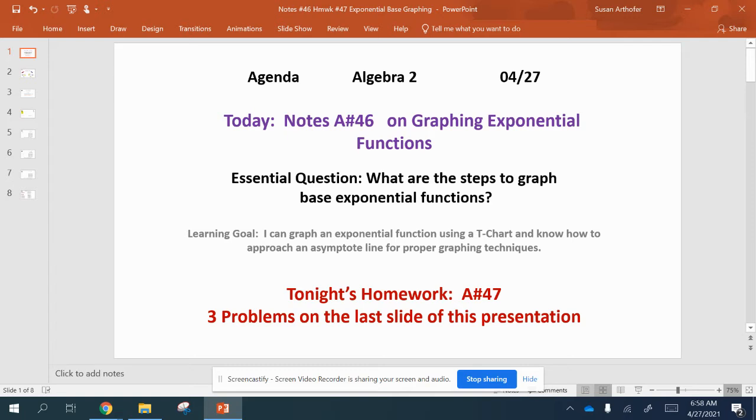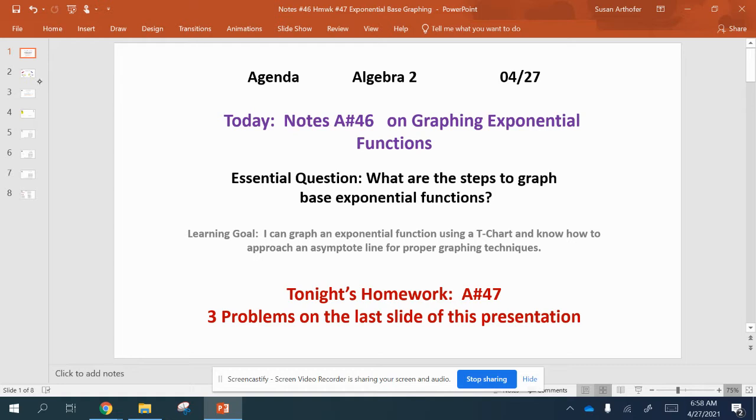We're going to do notes 46 on graphing exponential functions. At the top of your page, label notes 46, and the essential question is, what are the steps to graph the base exponential functions? Your goal is that you can graph an exponential function using a t-chart and know how to approach an asymptote line for proper graphing techniques. There are 3 problems on the last slide of this presentation. You'll need a separate piece of paper for assignment number 47 for homework.